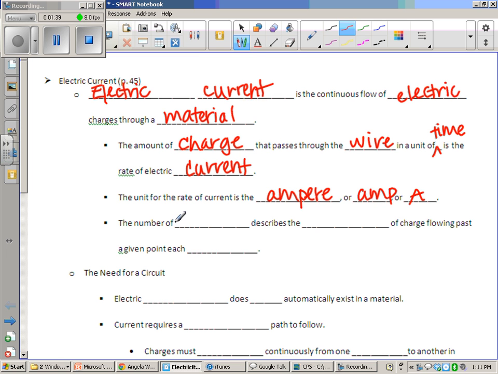Okay. The number of amps describes the amount of charge that's flowing past a given point each second.